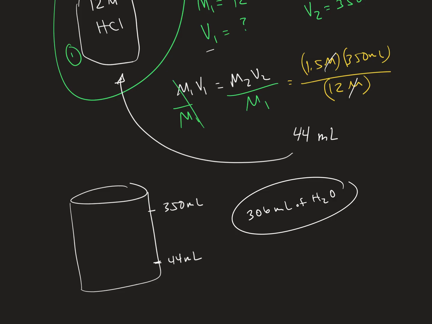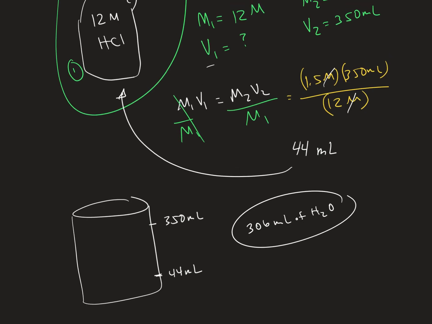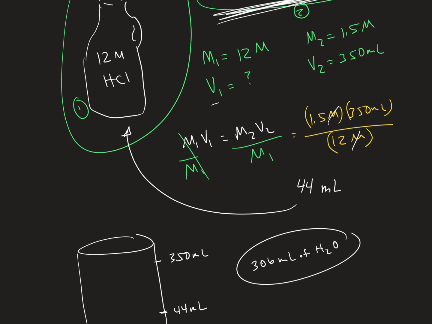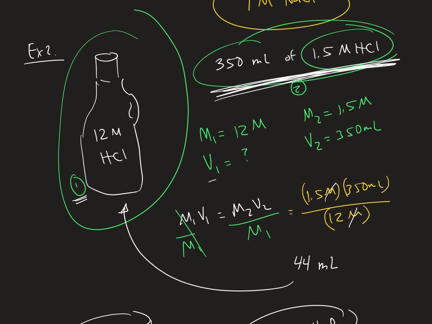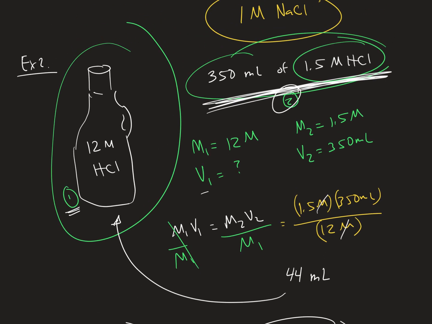Good? Question? Yeah. Okay. So the bottle was 12 molar. Why did we put a 1 there underneath? I'm just saying this is my first concentration, my first solution. And this is what I'm trying to go to. That's my second solution. The second solution is what we're trying to make. I just label 1 and 2 so I can know what M1 and M2 is.